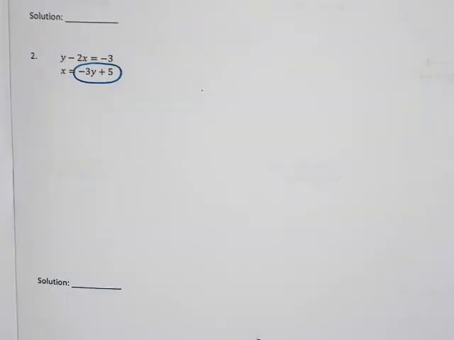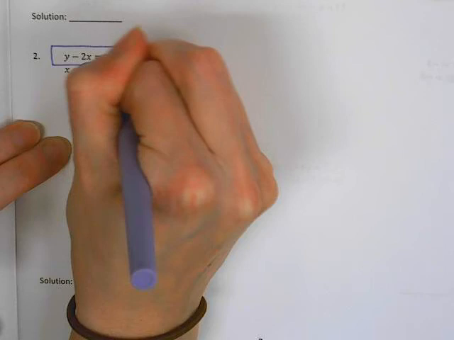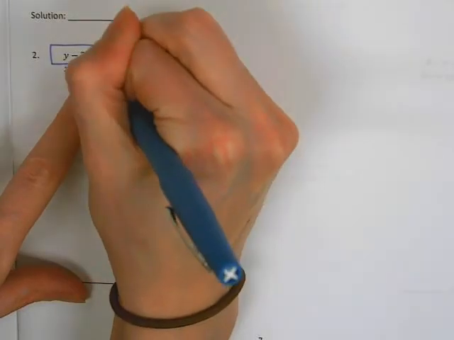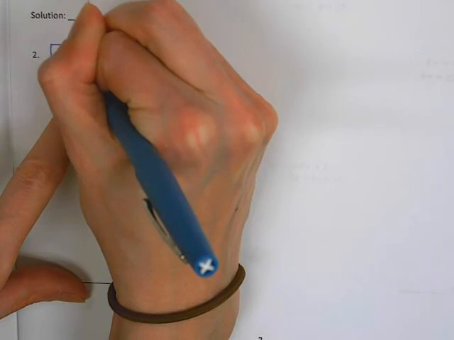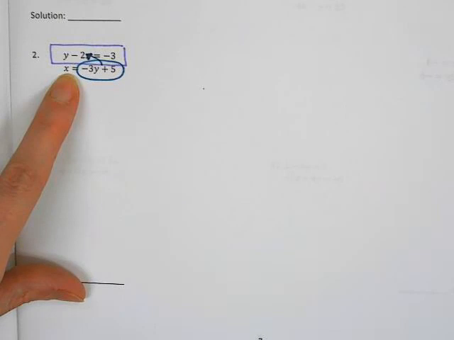Okay, so this one's a little different. So this one means in the other equation, wherever you see an x, you can replace it with negative 3y plus 5. So this time we're subbing in for x.